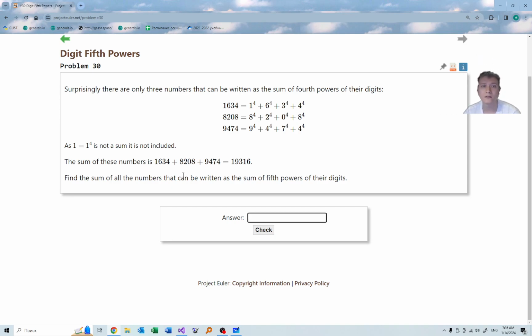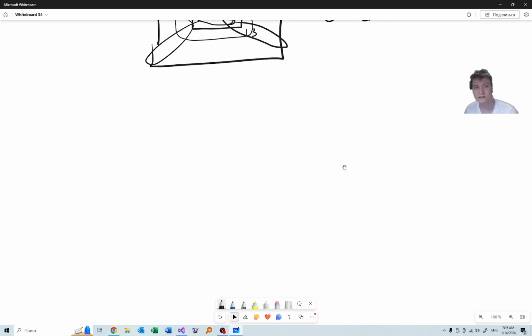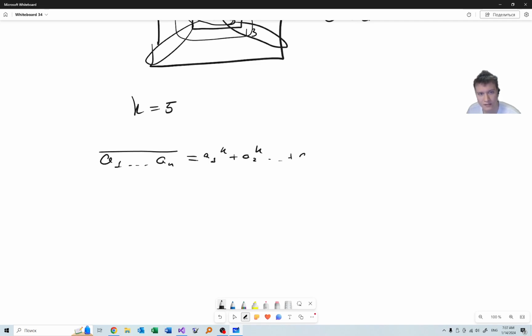Actually, I'd like to say the following. So let's write some inequalities. So let's fix the number k equals 5. Then we want some number a_n, a1, etc. a_n, which is equal to a1 to the power of k plus a2 to the power of k, etc. plus a_n to the power of k.